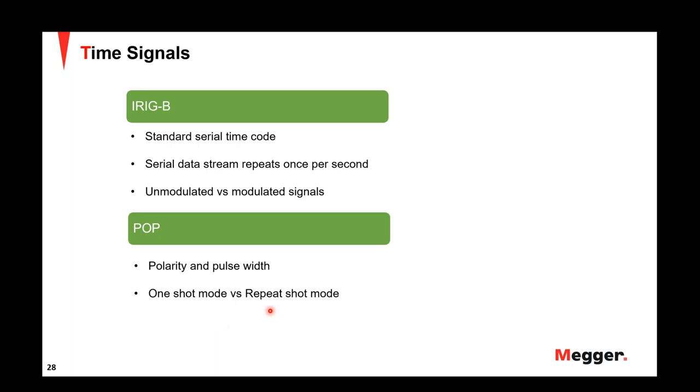In the repeat mode, you would mention the time and date of your first pulse to be generated, just like we do in one-shot mode. But you also mention a repeat interval, so that after the initial pulse is generated, subsequent pulses will occur at that specified repeat interval, right? So those are your time signals.